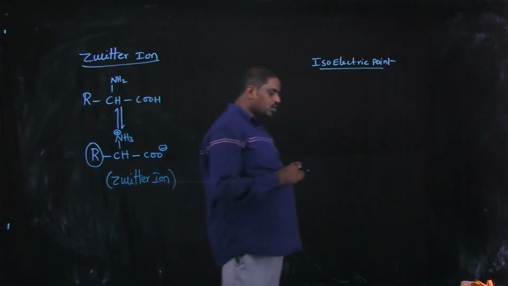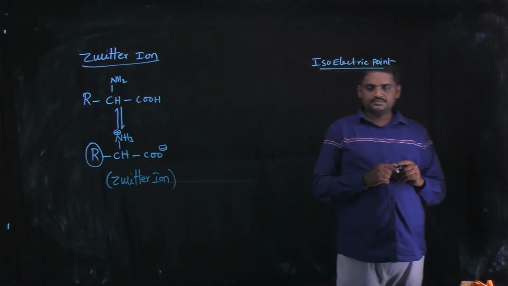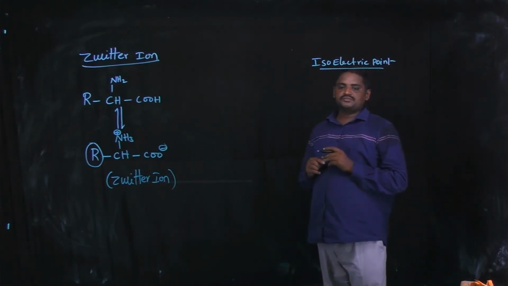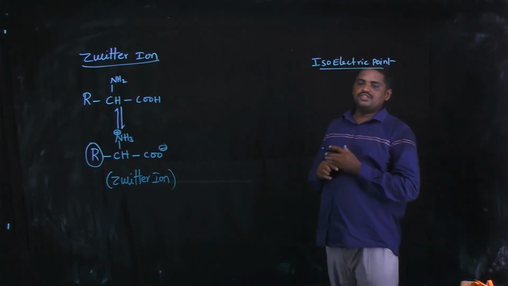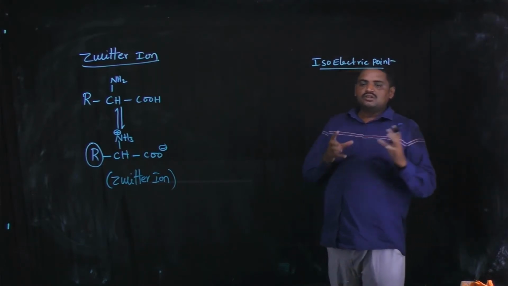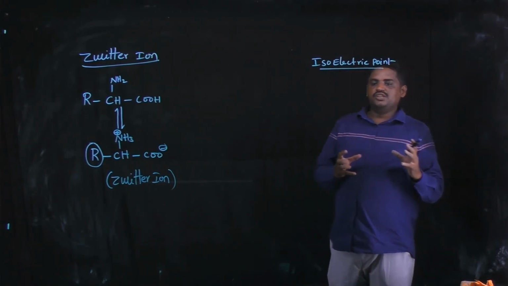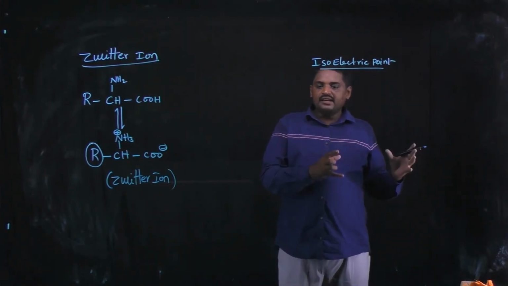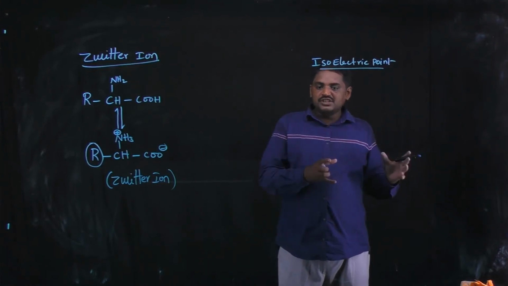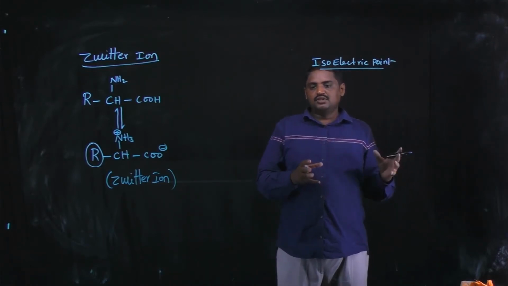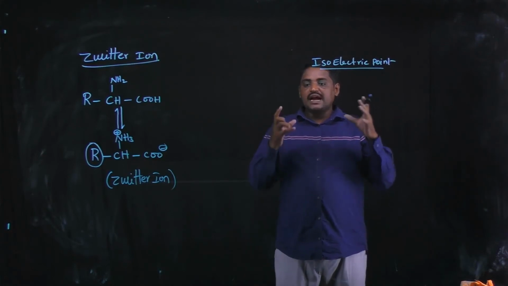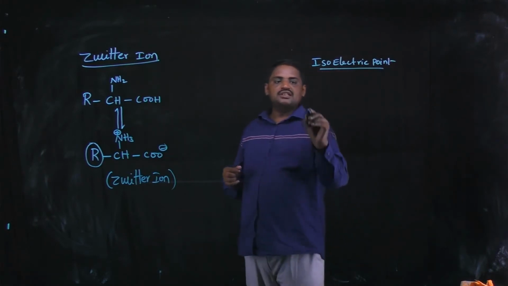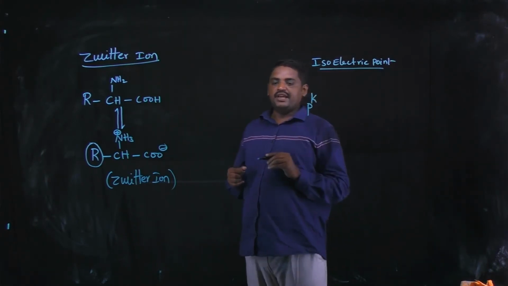Next one, isoelectric point. At a particular pH, at a particular point, these molecules, these ions, do not shift in the presence of an electric field. That point is known as the isoelectric point. The isoelectric point is expressed as pK.